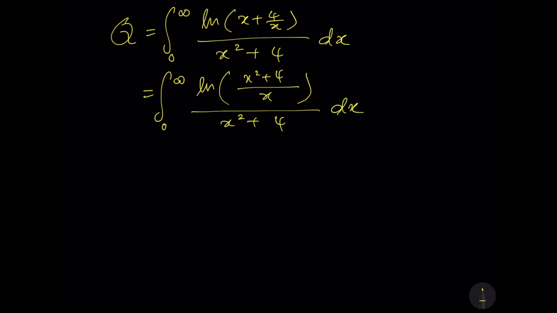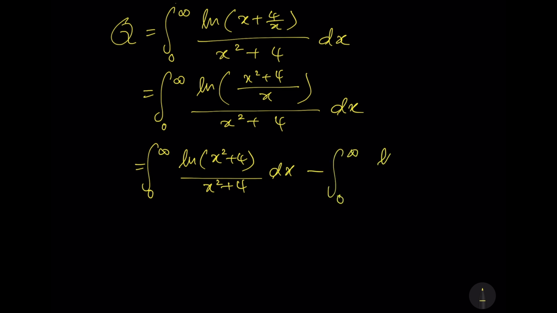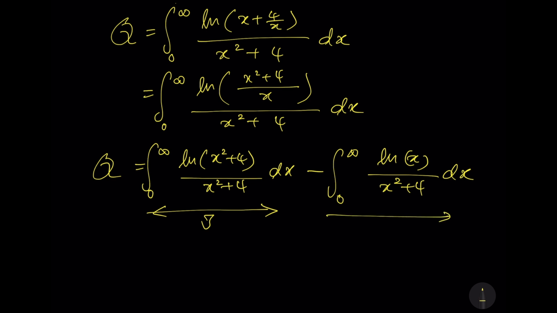Using logarithm rules, we know that natural log of a over b is equal to natural log a minus natural log b. Therefore, we can rewrite the numerator and then split the integrand into 2 parts. Part number 1, the integrand is natural log of (x squared plus 4) divided by x squared plus 4. While for part number 2, it is negative natural log x divided by x squared plus 4. Label them as J and K respectively, which means Q equals J minus K.